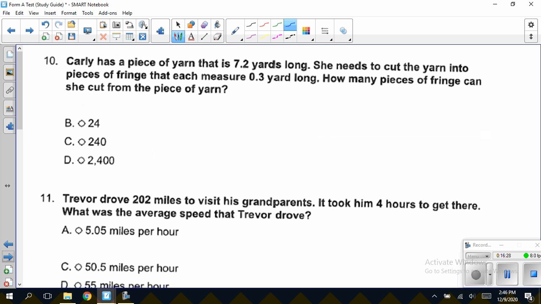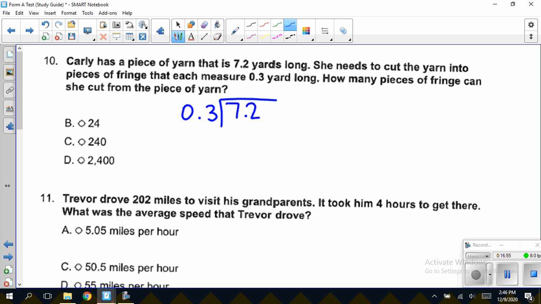Moving on to the next page for question number 10. Carly has a piece of yarn that is 7 2/10 yards long. She needs to cut the yarn into pieces of fringe that each measure 3/10 yard long. How many pieces of fringe can she cut from the piece of yarn? So for this question, we do have 7 2/10 divided by 3/10.